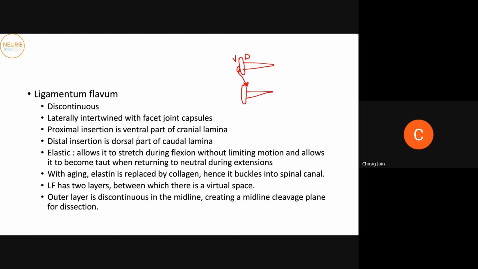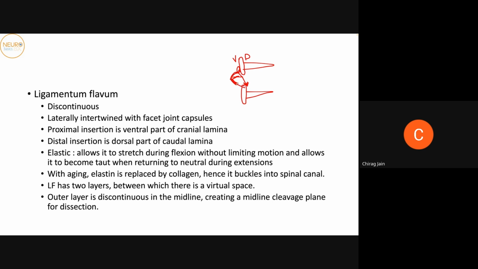Okay. Now, the ligamentum flavum is quite elastic. Whenever you have flexion, it will stretch during flexion and does not prevent motion as such. And then when you're returning back to neutral during extension, it will become taut. So it will become tight during that time and it will not buckle inside. That is because it is elastic. Now, with aging, this elastin gets replaced by collagen and it will lose elasticity. So what happens with time is when you're in the neutral position or in the extended position, the ligamentum flavum tends to buckle.